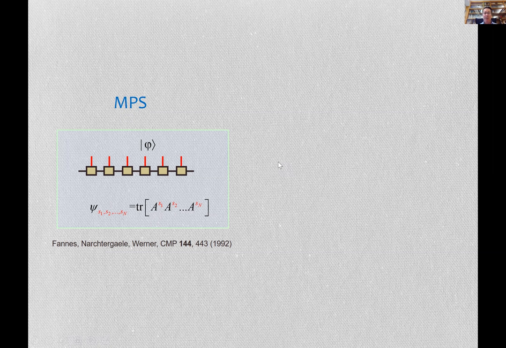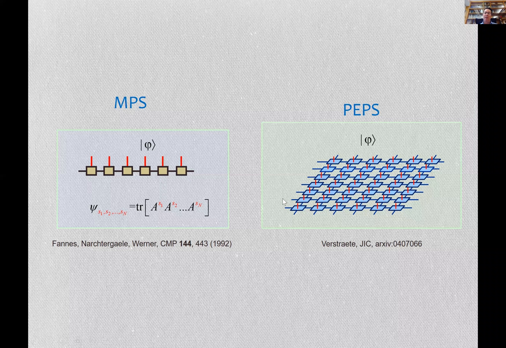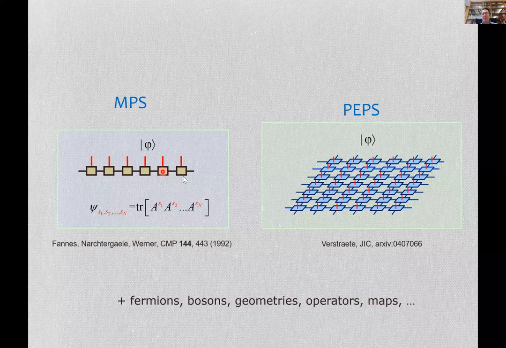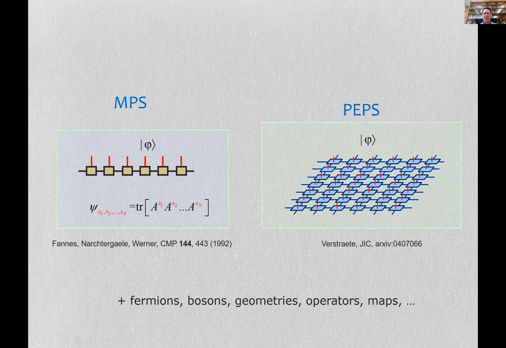You can do the same thing in higher dimensions, in which now each of the tensors has more indices: the physical index, this is the red index, and then these auxiliary indices that we add, and they correspond to as many as the coordination number of your lattice. And this is how we approximate these many body systems. But take into account that we can not only work with spins or finite dimensional Hilbert spaces, but we could also work with fermionic systems, in which case these tensors, instead of being made out of numbers, are made out of Grassmann variables, but we can compute them very efficiently, so it's no problem. We can also work with bosonic systems. We can have different geometries. We can have one dimension, two dimensions, but we can have hyperbolic geometries. We can have any lattice of any kind.